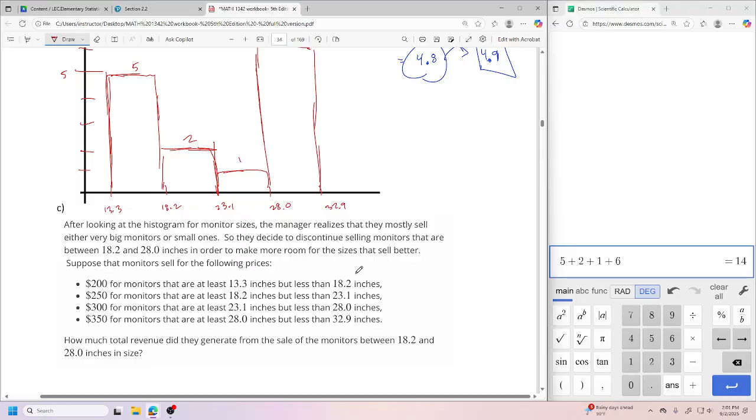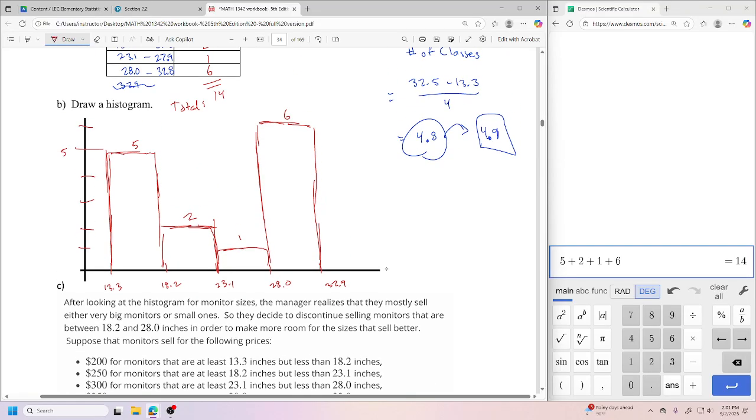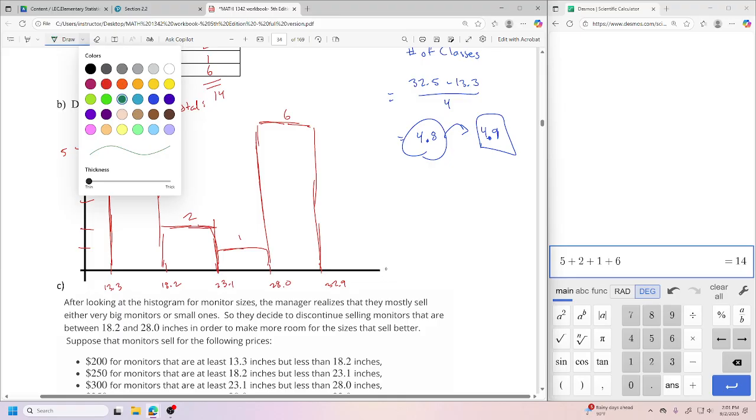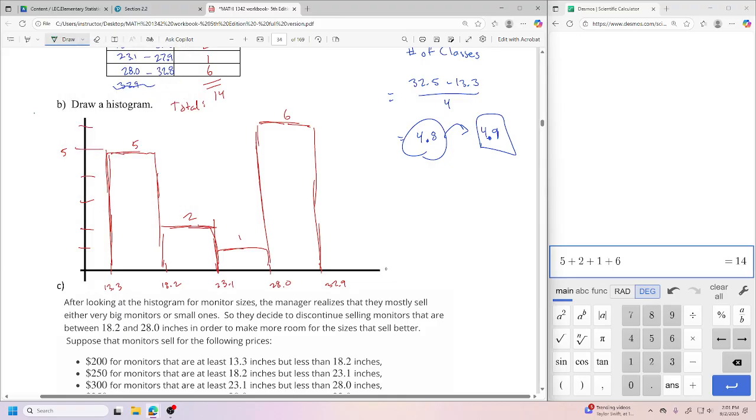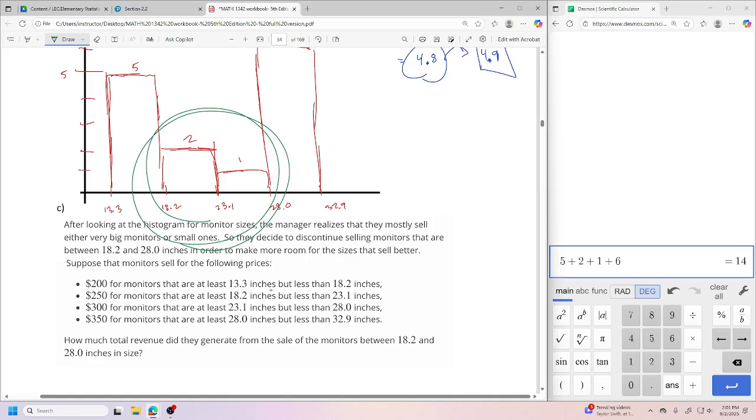Part C. Here we go. We're about to do it. So it says blah blah blah. They're looking at this and they say, "Oh no, there's not many in the middle." The story is that these are computer monitors or something, and they're going to try to take these and remove them, but you have to pay a price for it. You can read the whole problem if you like.